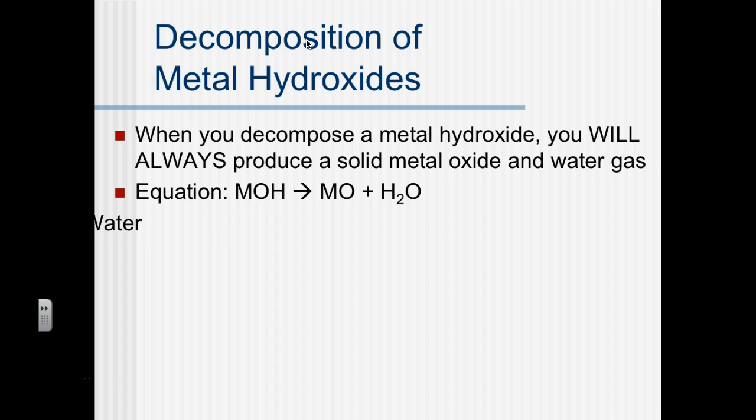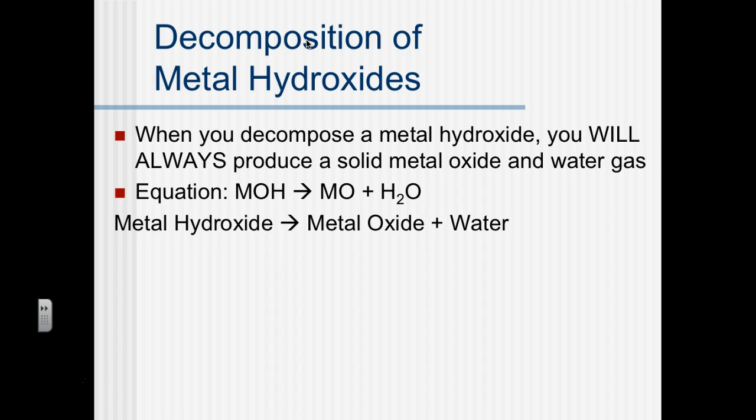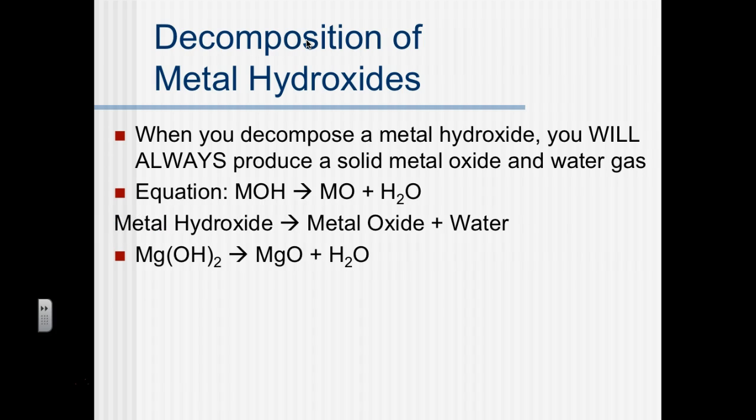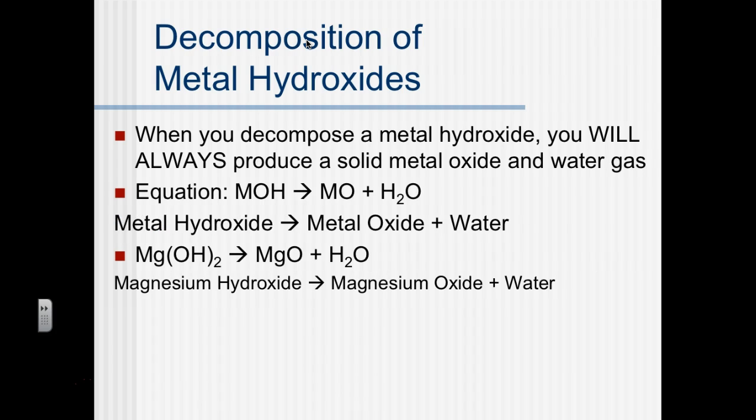Now we're going backwards. So again, the metal is the only thing that ever changes. All you really need to do is substitute out the word metal with whatever metal I give you. And that's it. You just substitute out the word metal for whatever I give you. So in this example, I gave you magnesium. So magnesium hydroxide makes magnesium oxide plus water.